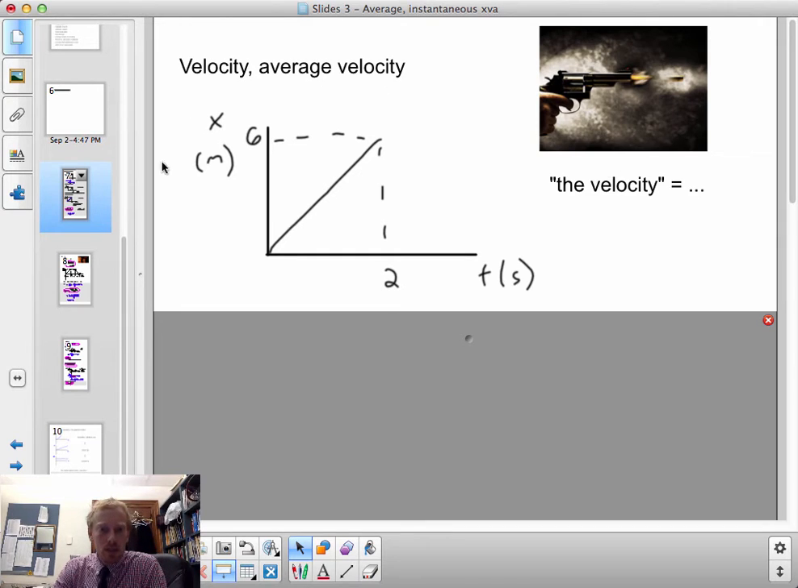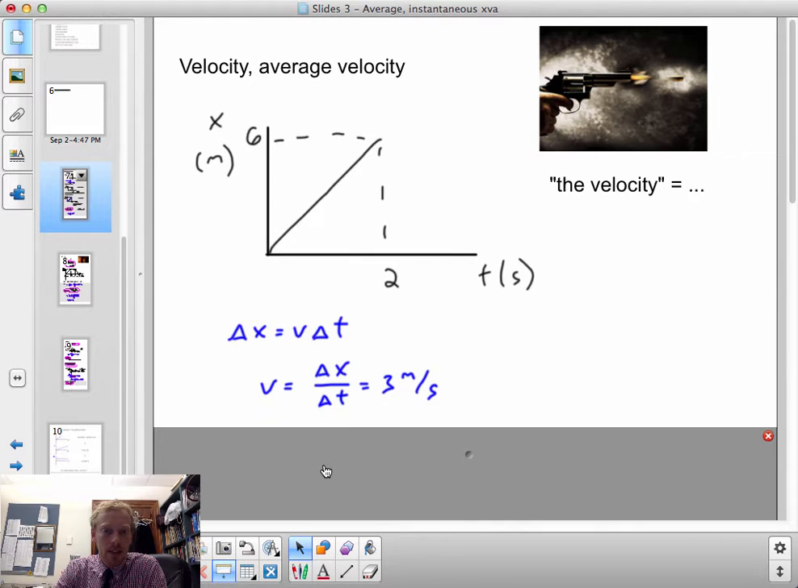I'd like to consider this position as a function of time graph, where we have a linearly increasing position, and ask what is the velocity of this object being indicated here. I guess we use our constant velocity model because it is a linear position as a function of time. The constant velocity math model is delta x equals v delta t, or the change in position is equal to the velocity times the elapsed time.